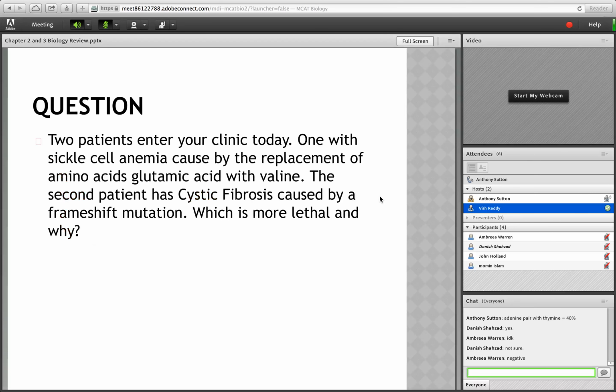All right, Ambria, read this for me. Two patients enter your clinic today. One with sickle cell anemia caused by the replacement of the amino acid glutamic acid with valine. The second patient has cystic fibrosis caused by a frame shift mutation. Which is more lethal and why? Okay, you want to answer it?